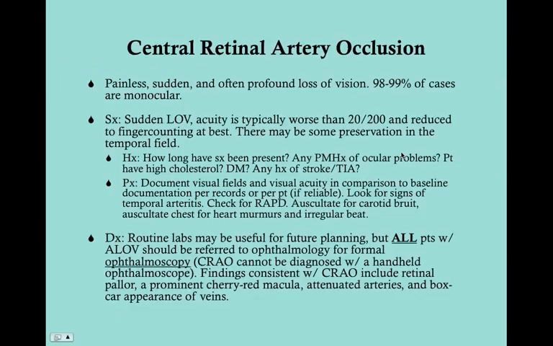So as mentioned, this is painless, sudden, and often a profound loss of vision. 98 to 99% are monocular. The symptoms are sudden loss of vision. Acuity is typically worse than 20/200, which is the cutoff point for being legally blind. A lot of times they won't even be able to tell you how many fingers you're putting up in front of their face, even if you get really close. There may be some preservation in the temporal field.